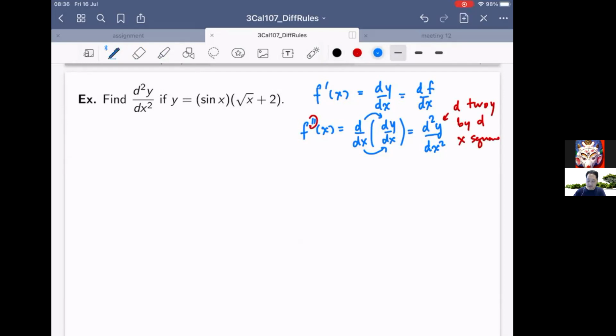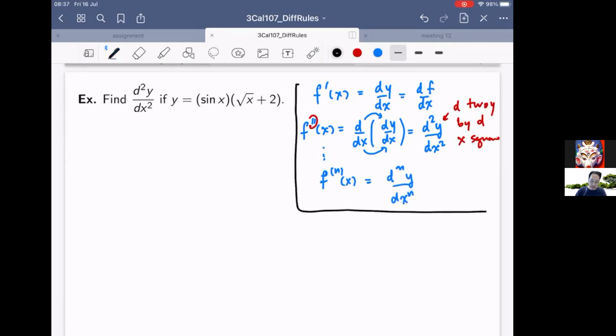So it means that if we keep going further, for the nth derivative of this function, we can use the notation dny by dxn like this. So it means that you keep finding a derivative. Here, if you want to find this one, it means that you need to find the second derivative of this function. So the dy by dx, okay?